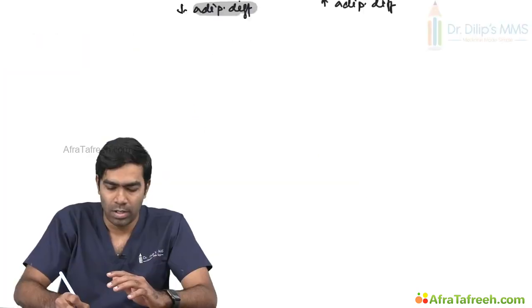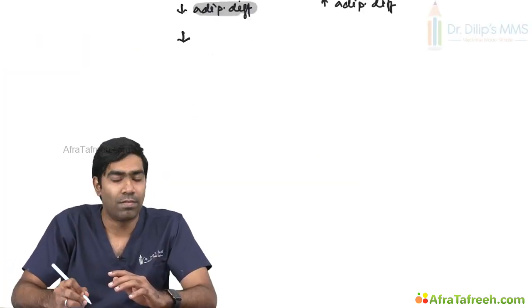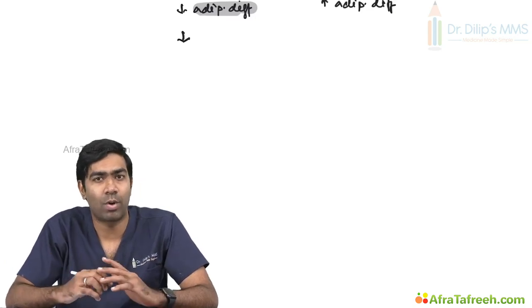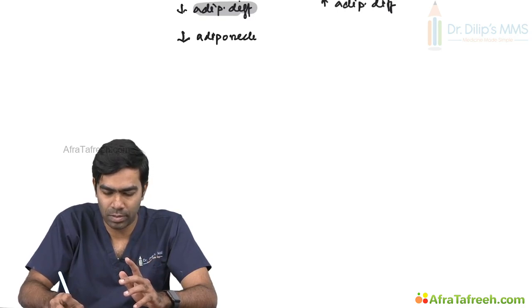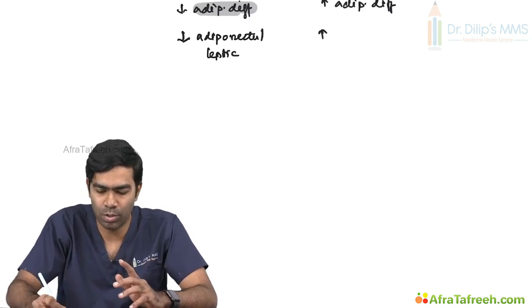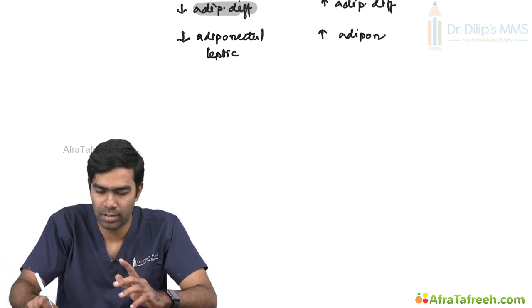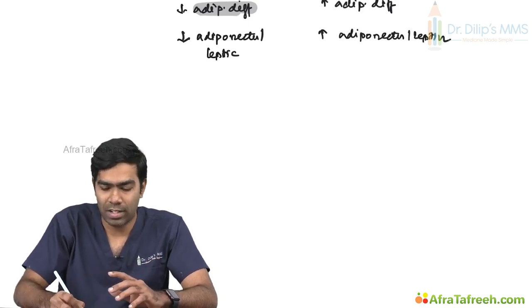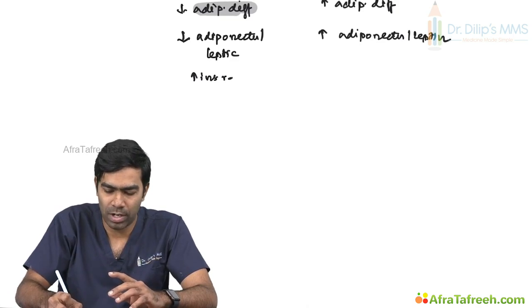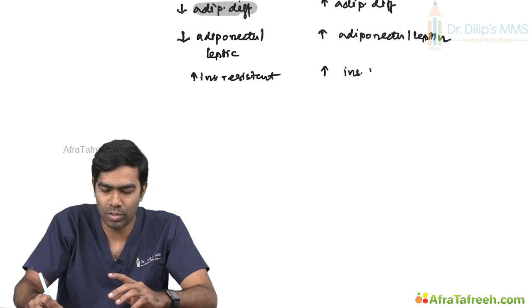Okay. Similarly, visceral fat is going to produce reduced protective adipokines like adiponectin and leptin, compared to the peripheral fat, which is going to produce more protective adipokines like adiponectin and leptin. Visceral fat is more insulin resistant compared to the peripheral fat, which is more insulin sensitive, to be precise.